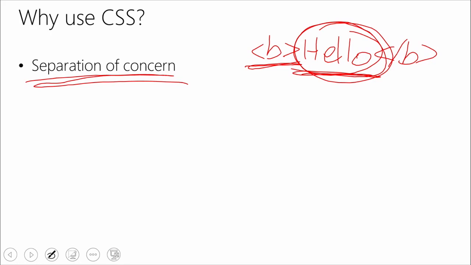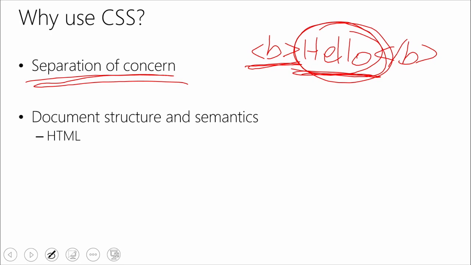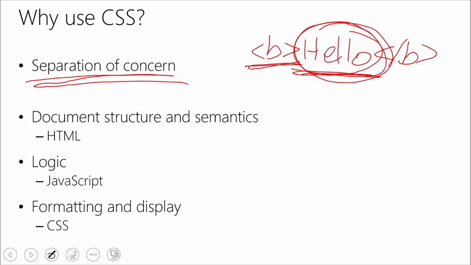So rather than just simply saying, hey, we want this to be bold, let's let HTML put together the structure of the document. Let's let HTML tell us this is what the head is, this is what the article is, this is what the section is, this is where our navigation is. Let HTML do things like that. And then let's let something else handle the logic. That's, of course, going to be JavaScript. And let's let something else handle the formatting and display. And that's where CSS is going to come into play. That nice, clean separation of concern.